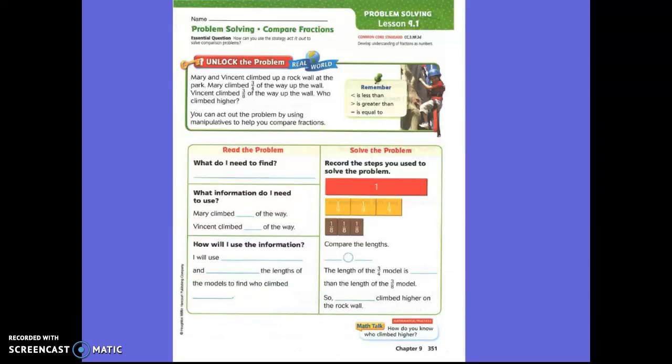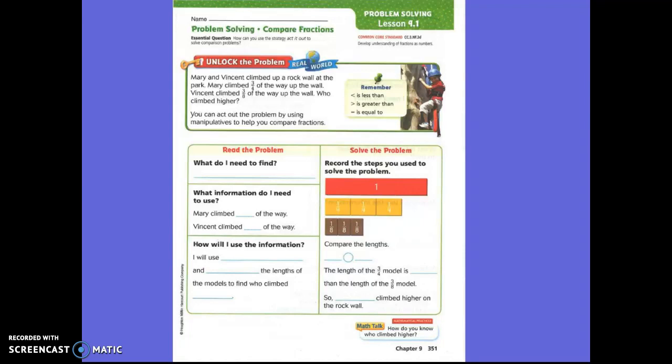Hey, boys and girls, today we are going to solve comparison problems by using the strategy act it out. Okay, so we're going to be doing basically problem-solving questions with story problems and with fractions. Okay, so let's read the story.